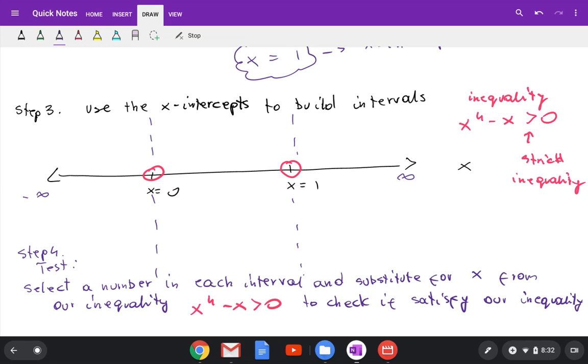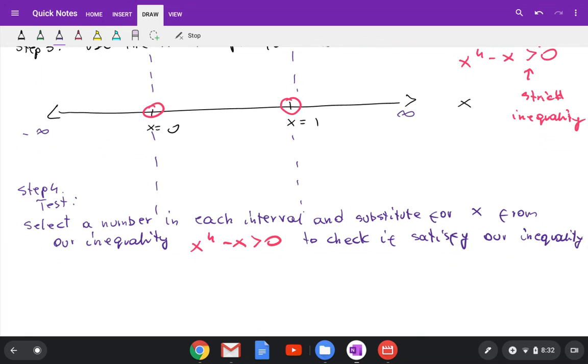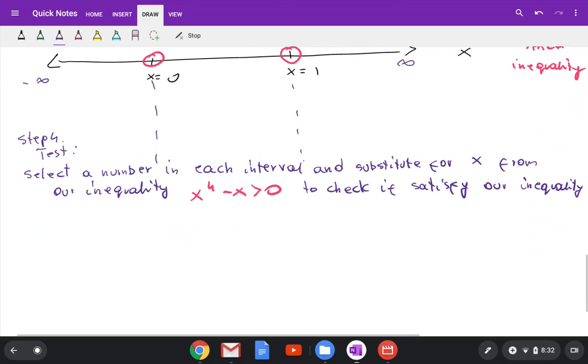So maybe let me explain it. Now we're going to pick any number from each interval. We're going to plug it in, substitute for x, and the interval will be the solution if we get, in our case, a positive number. If we get a negative number, that means the inequality is not satisfied, and the interval from which we picked the number is not going to be the solution. So let me show you what I'm going to do.